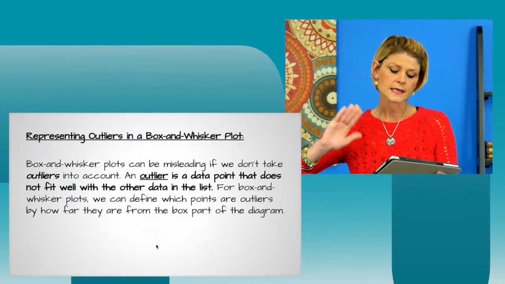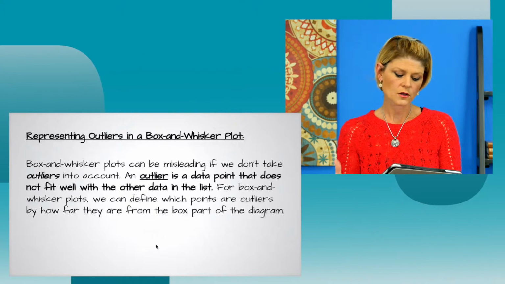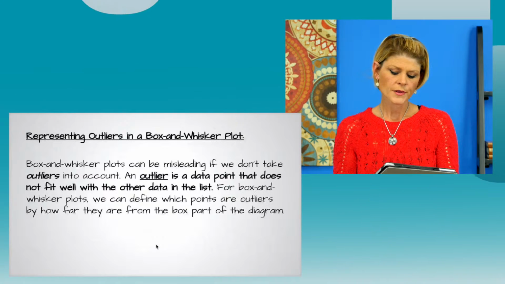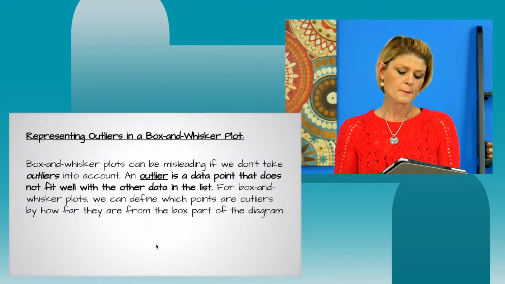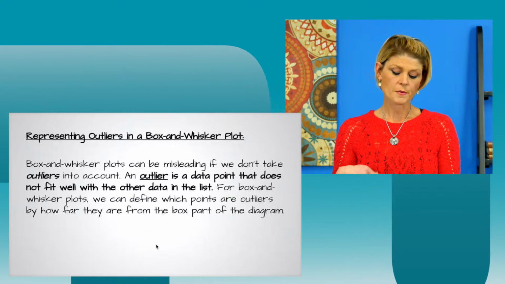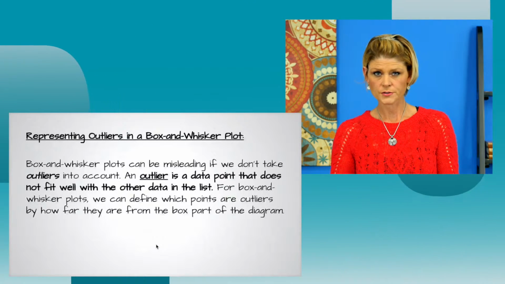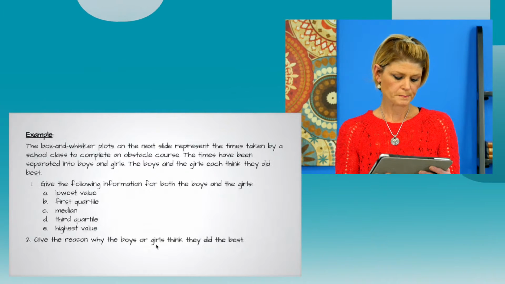An outlier is a data point that does not fit well with the other data in the list. So for box and whisker plots, we can define which points are outliers by how far they are from the box part of the diagram, and you'll see it a little bit better in a minute.